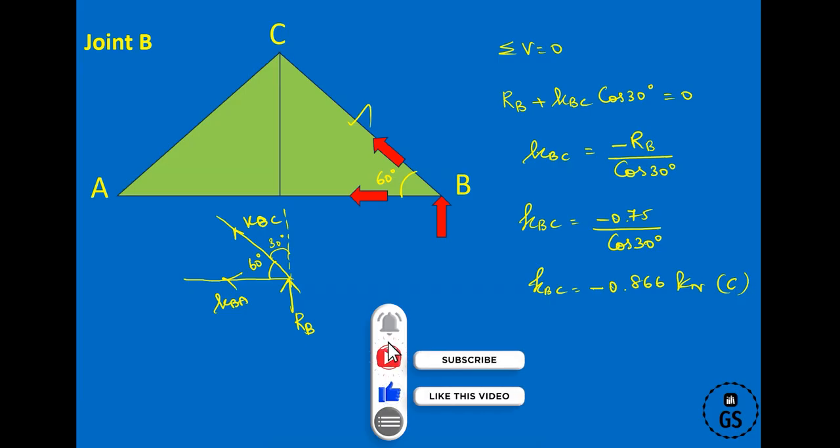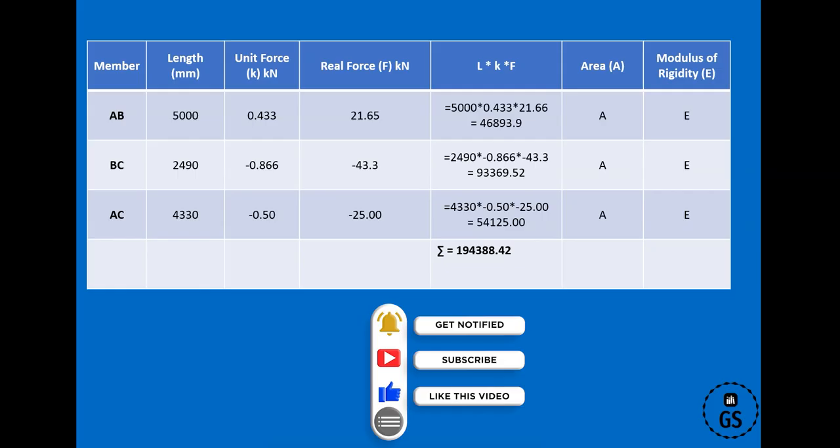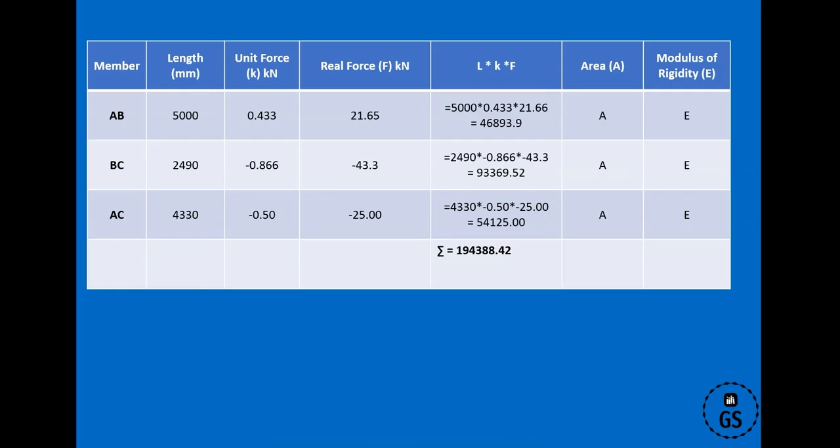Once you are done with all the forces, you can now move on to the tabular column. So now make a tabular column to represent this. Over here we are going to take a table. The first column, member, represents the truss members AB, BC and AC. The second column represents the length, which we are converting into mm, and the third column represents the unit force with respect to 1 kilonewton. So whatever you have found out, it's all with respect to 1 kilonewton of forces.